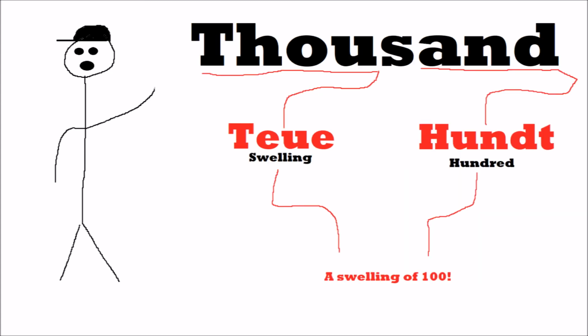Our number for 1,000 comes from an extension of 100. The roots are from the Germanic roots tu and hant. Tu refers to a thickening or swelling, and hant is the root for our present-day 100. 1,000, then, literally means a swollen or a large 100.